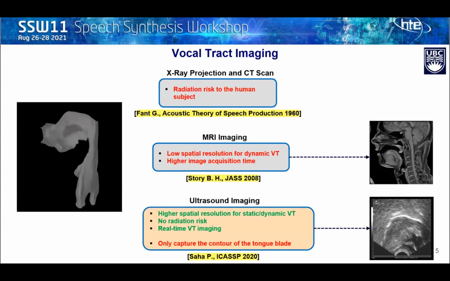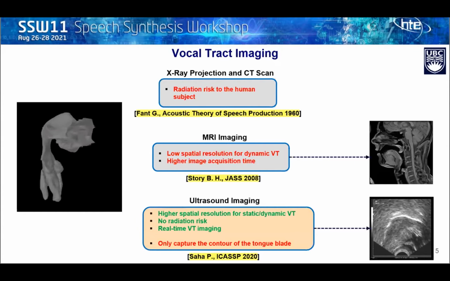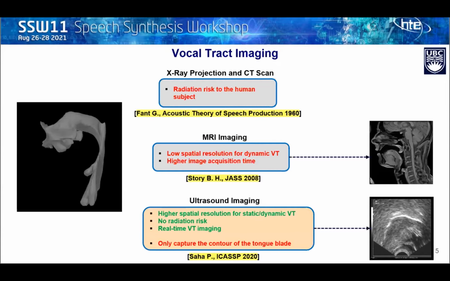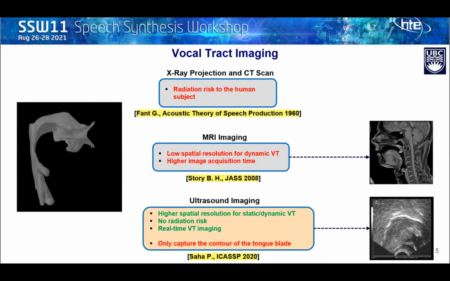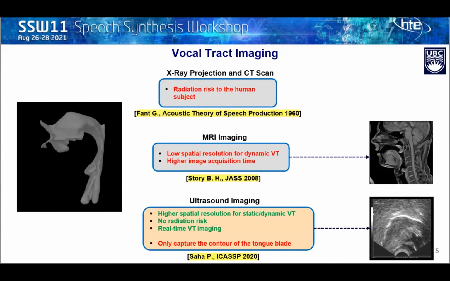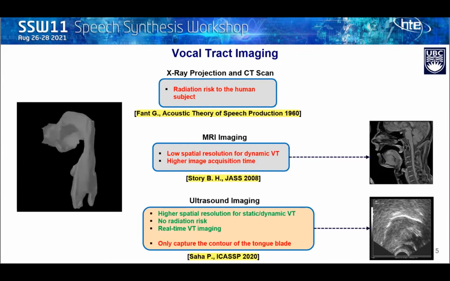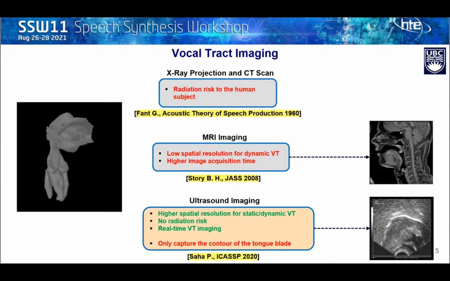Alternatively, we can image the static and dynamic vocal tracts in real time at a higher spatiotemporal resolution using ultrasound. And it does not have the radiation risk to the human subject, but the downside of ultrasound is it does not capture the complete upper airway. Rather, it only images movements of the tongue blade, which is an essential part of the vocal tract.